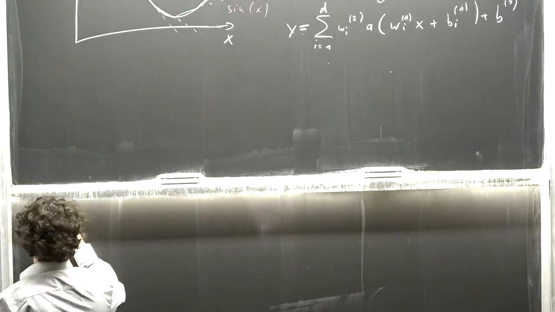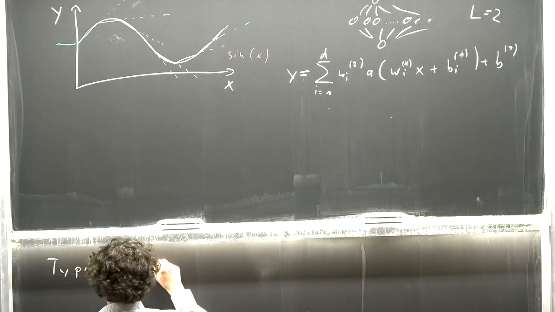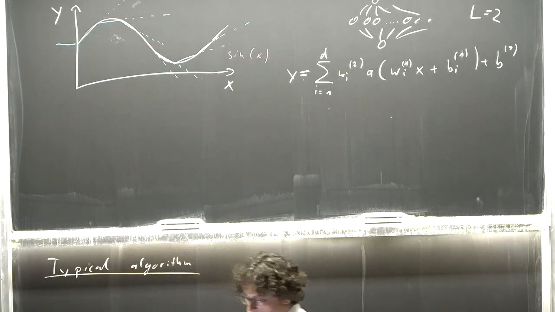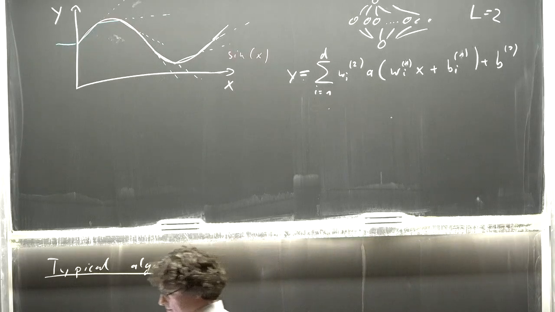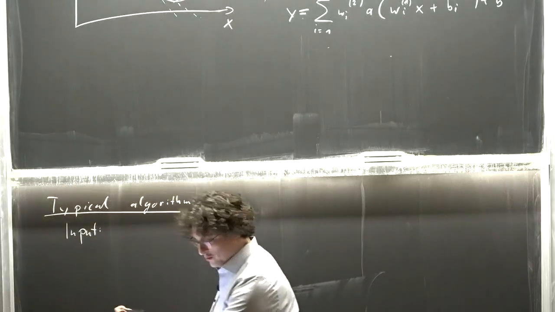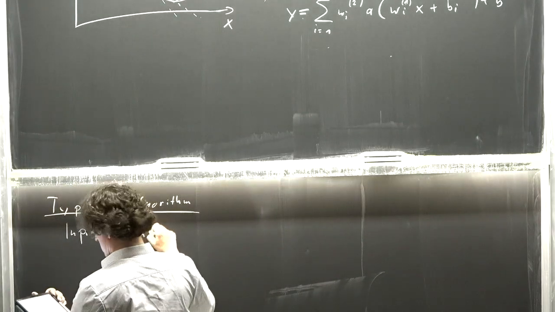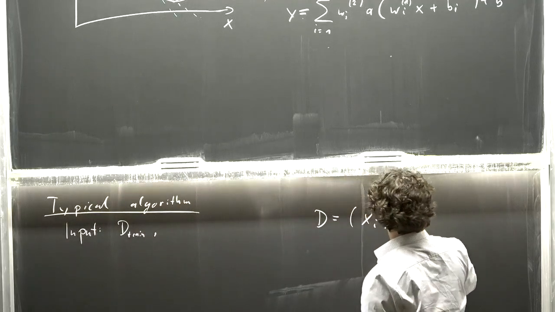Good, so the typical algorithm for training such a neural net is very similar to the algorithm that we would use for logistic regression. I'm now trying to write some pseudocode. So input would be the training data. As we discussed yesterday, that's typically a set of inputs and outputs.